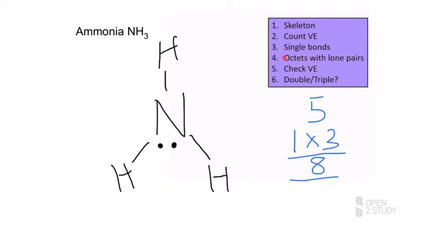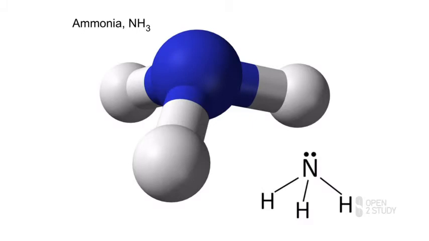Now we do our check. We count up the number of valence electrons we've used in our structure. Check your bonds, check your lone pairs of electrons. We have 2, 4, 6, 8 valence electrons in our structure. When we compare that with our original count, we can see that they are the same, which means that this is a plausible Lewis structure for ammonia. And sure enough, when you look at some previously prepared artistic representations, that's exactly what ammonia looks like.